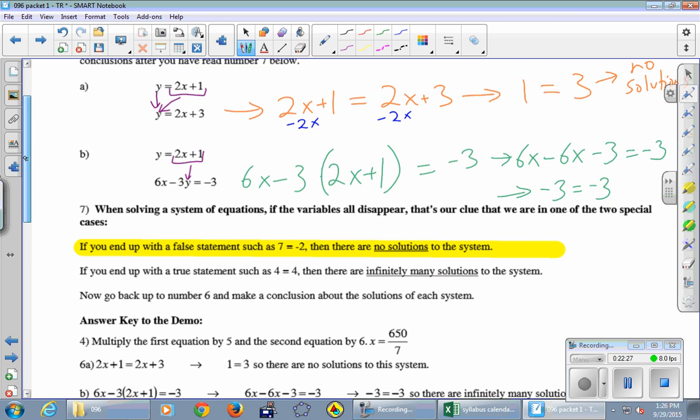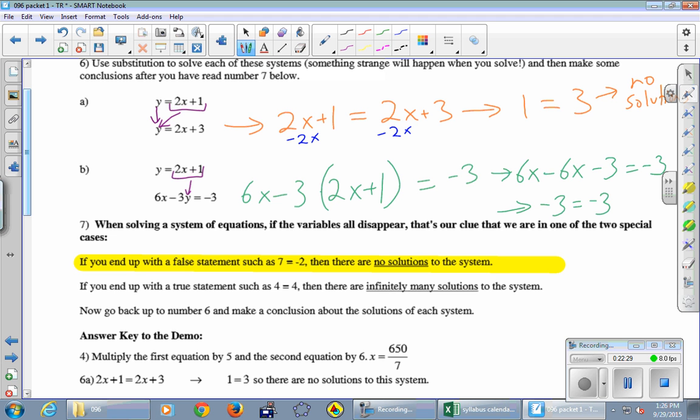Okay, all right, so let's get our conclusion here. In orange, we had 1 equals 3. Our conclusion was parallel lines and no solution. Here we get negative 3 equals negative 3, which is always true. That's the other case, the other extreme case. We're actually looking at two lines that are exactly the same. If you were to graph y equals 2x plus 1, and then on the same piece of graph paper, graph 6x minus 3y equals negative 3, you would end up graphing exactly the same line. How many solutions does that system have? Infinitely many. So that's our conclusion here.